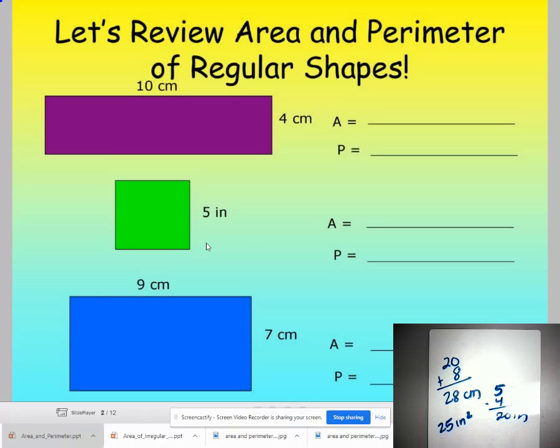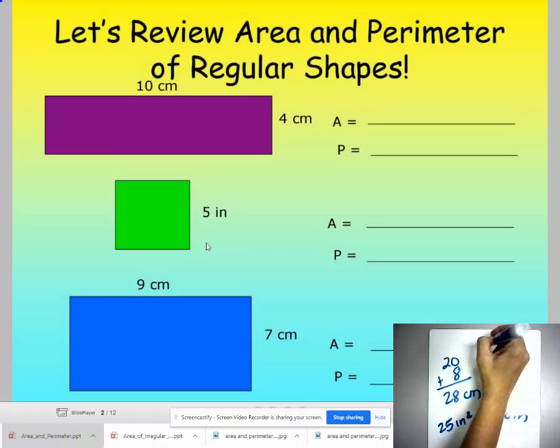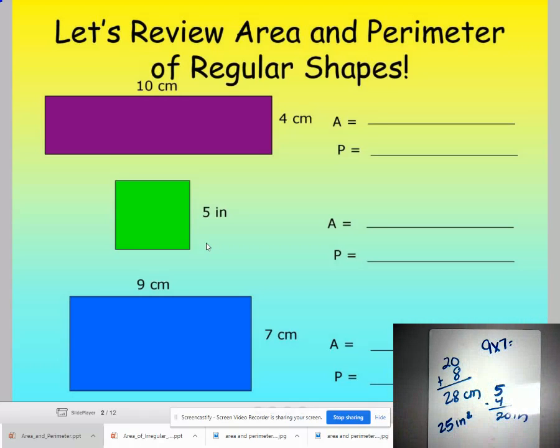Well, let's look at the blue rectangle. How do we find the area? It is length times width. 9 times 7 equals 63 centimeters squared.